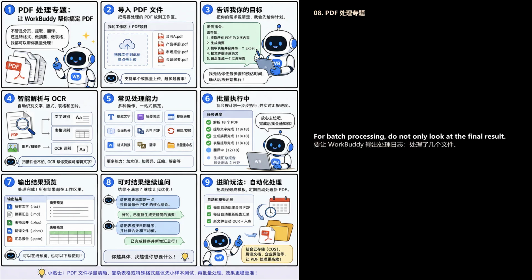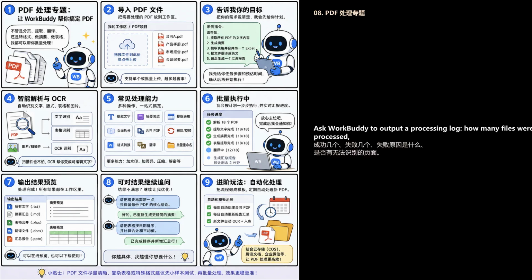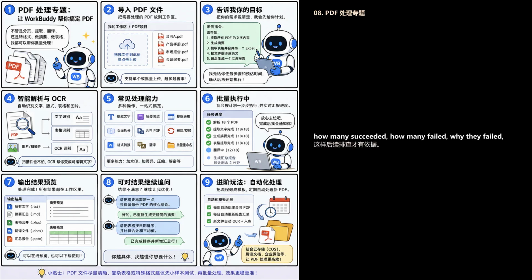The fifth step is batch execution. For batch processing, do not only look at the final result. Ask WorkBuddy to output a processing log. How many files were processed? How many succeeded? How many failed? Why they failed? And whether there were unrecognized pages.